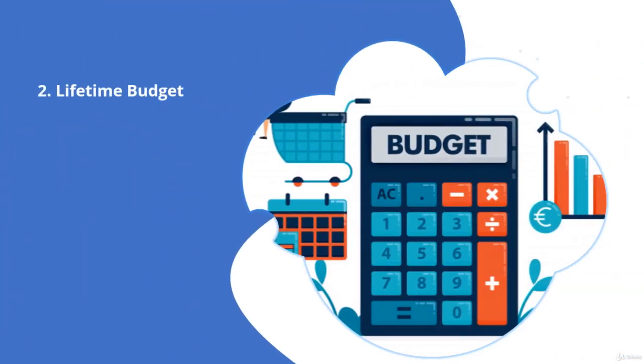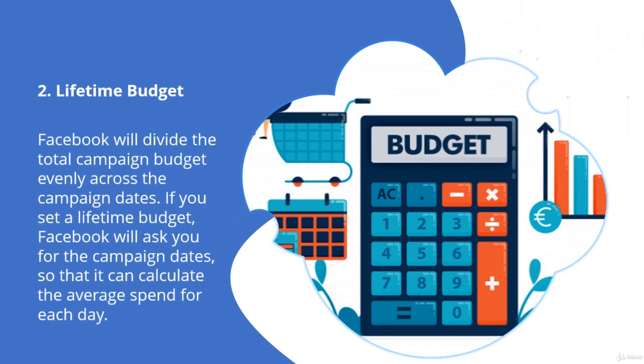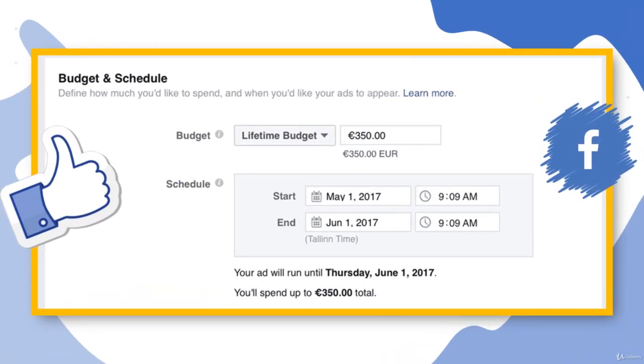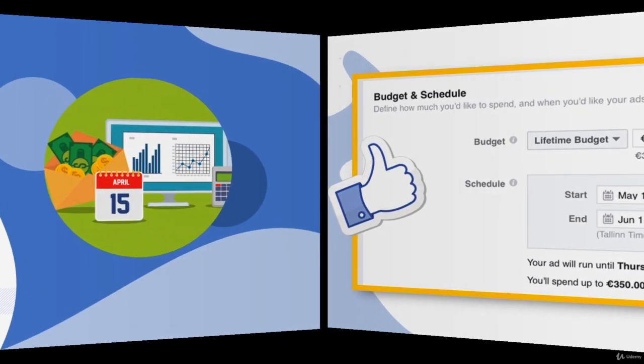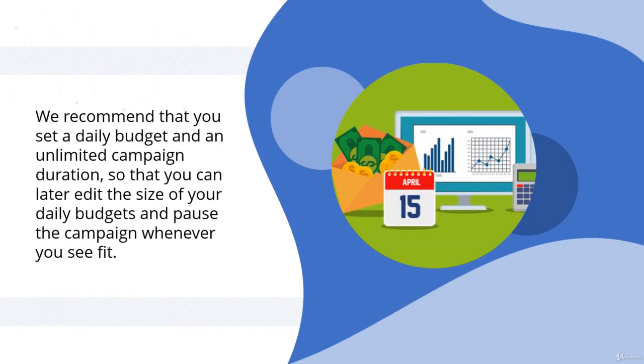Two. Lifetime budget. Facebook will divide the total campaign budget evenly across the campaign dates. If you set a lifetime budget, Facebook will ask you for the campaign dates so that it can calculate the average spend for each day. We recommend that you set a daily budget and an unlimited campaign duration so that you can later edit the size of your daily budgets and pause the campaign whenever you see fit.